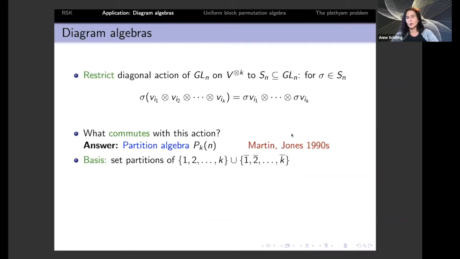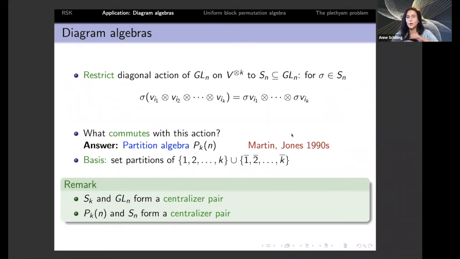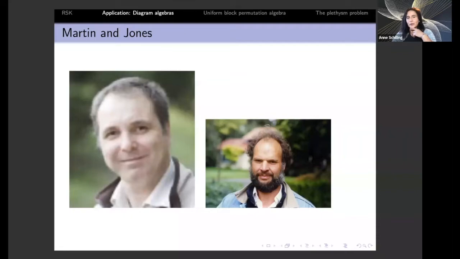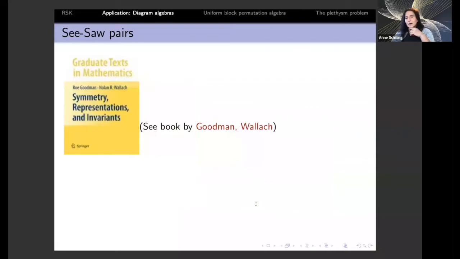And as we've seen, a basis for this is the set of partitions. But if we view it this way, we now have two centralizer pairs that we can look at. We can look at this commuting action of GLN and SK on V to the K. But we can also look at the action of the partition algebra PK and SN. And these actually also form a centralizer pair. Let us look at this in a little bit more detail. And here's just a picture of Martin and Jones.